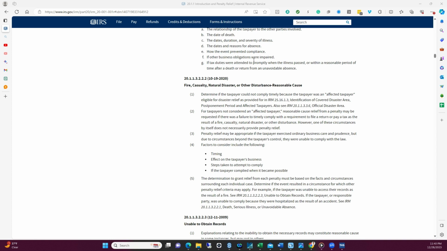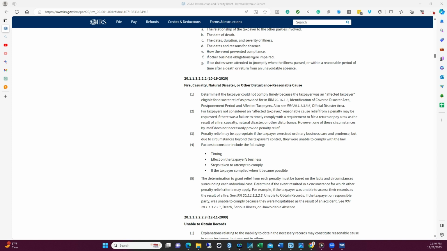But fire, casualty, natural disaster, other disturbance, reasonable cause. So, this is a procedure manual for the IRS personnel. Everything is going to be written as if it's a training manual for how they should review your submission.